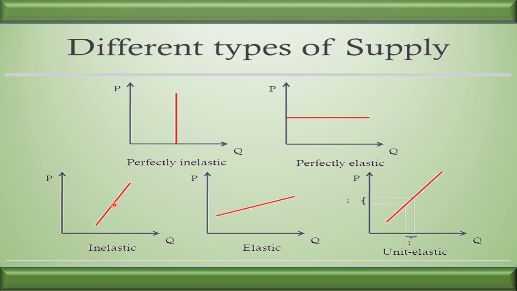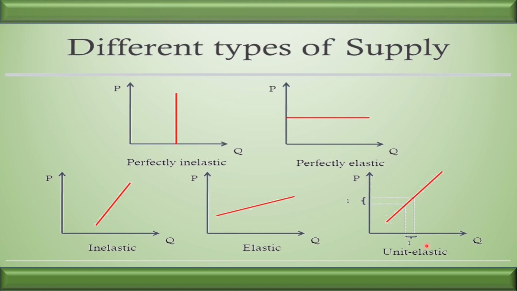Let us see the third one, that is inelastic supply. Inelastic supply means what? It means when the percentage change in price is more and the percentage change in supply is less. It means change in price is more and the change in supply is less. Then the elasticity becomes inelastic. Let us see the elastic supply. In the case of elastic supply, the percentage change in supply is more, change in price is less.